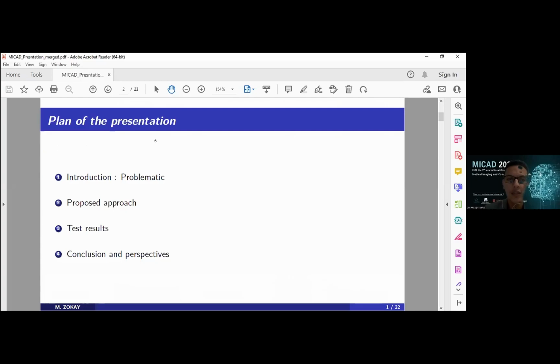So the plan of the presentation is as follows. First, I will start with a short introduction of the problematic. Then I will present our approach to identify melanoma diseases. After that, I will show the result of the test obtained. Finally, I will end with a conclusion and perspective.